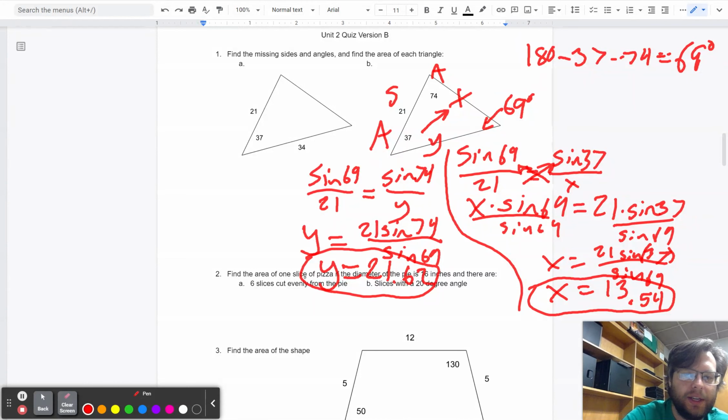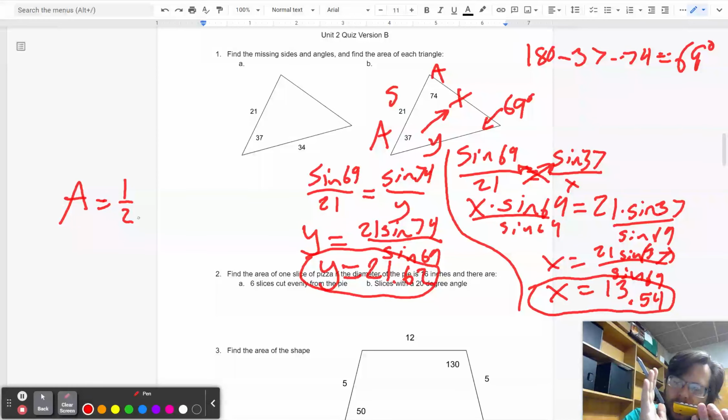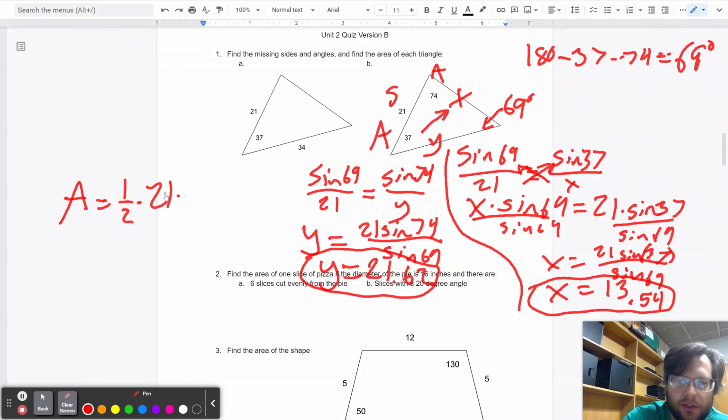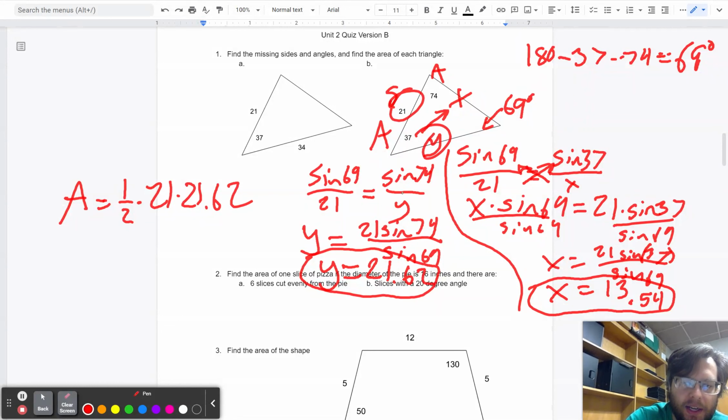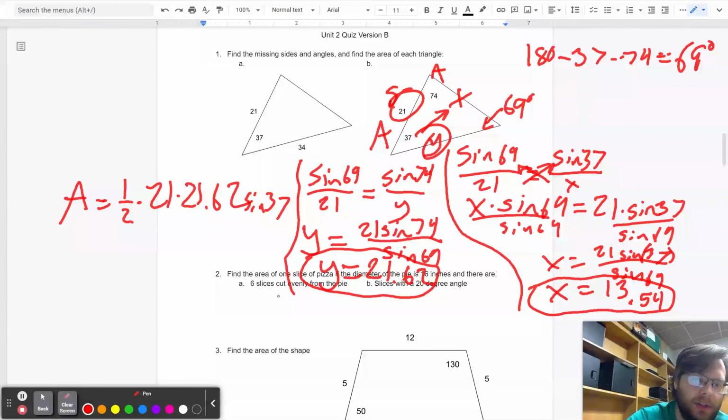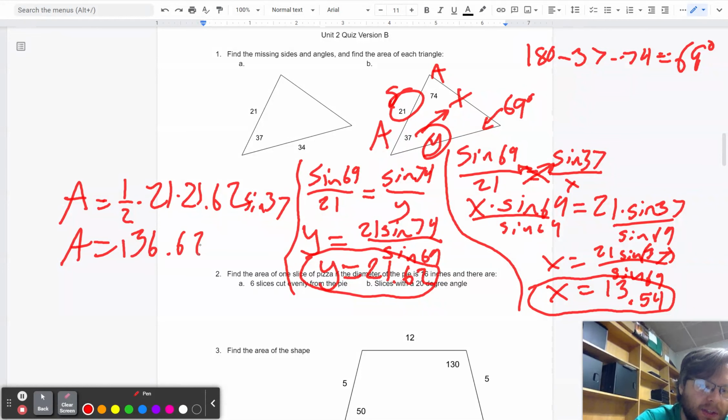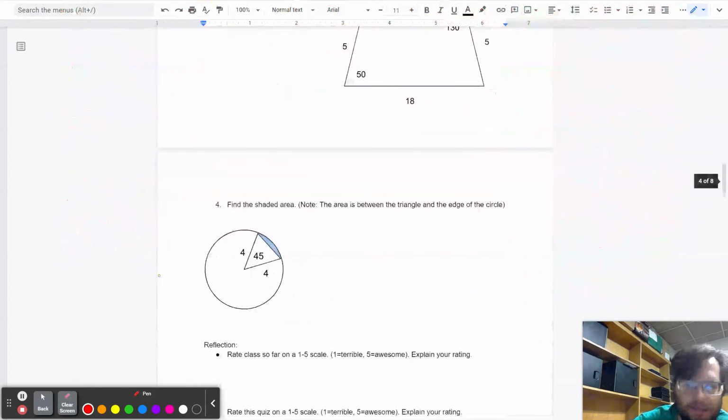Then I'm going to find the area. So 1/2, and then I just need to find whatever two sides I want and the angle that's in between them. So I'll just use 21 and 21.62. So that's using this side and this side. So I have to do sine of 37 and just type all that in. 1/2 times 21 times 21.62 sine of 37. And the area comes out to be 136.62. So that's it for questions 1, A and B.